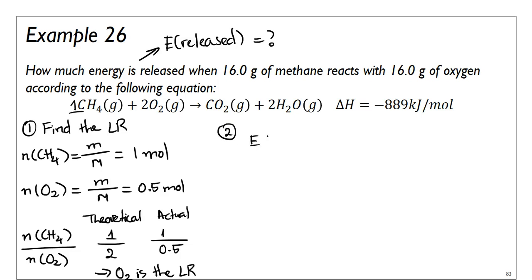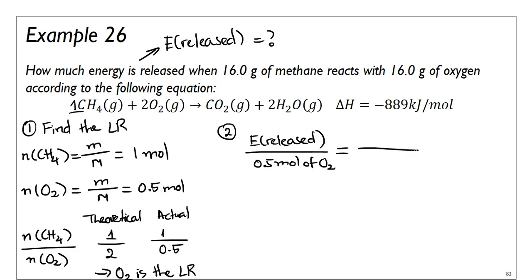So E release for 0.5 mole of oxygen. Alternatively, you definitely can just work out the theoretical amount. Just assume one is limiting, work out the theoretical amount, and then compare with the actual amount of the other substance. But this is, I think, a shorter method.